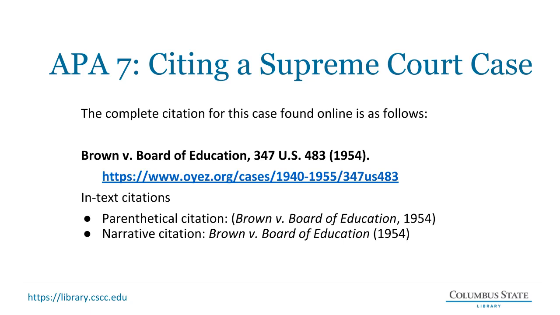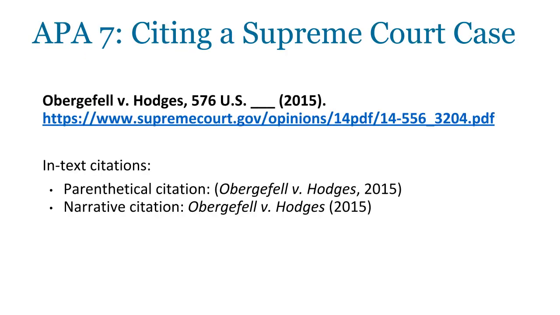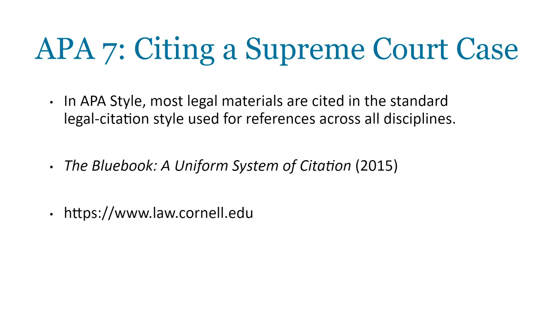If you have a U.S. Supreme Court case without a page number, include 3 underscores instead of the page number in the reference list entry. Here's an example. More examples of legal cases can be found on pages 357 to 361 in the Publication Manual, 7th edition. In APA style, most legal materials are cited in the standard legal citation style used for references across all disciplines. You can consult the Blue Book, A Uniform System of Citation, to learn more.